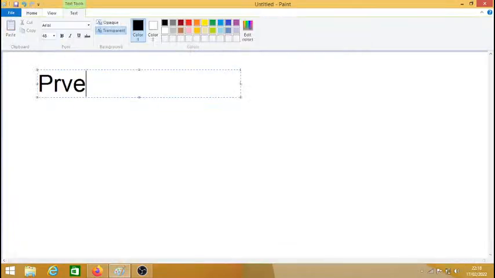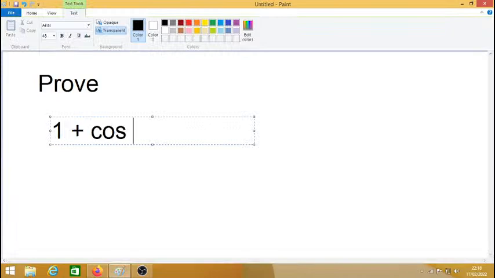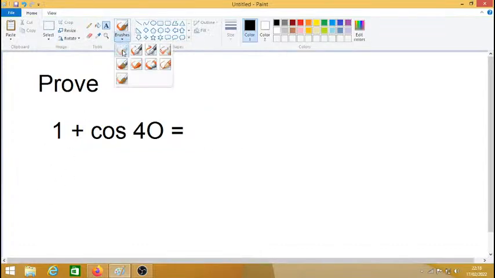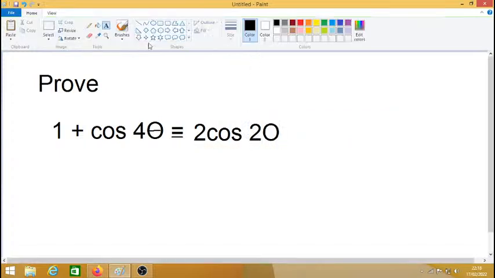Today's question is prove that 1 plus cos 4 theta is identical to 2 cos squared 2 theta. So looking at this, you don't see any sine 2a or sine a, so you're thinking that it's more likely to be a cos formula that you're going to need to call upon.